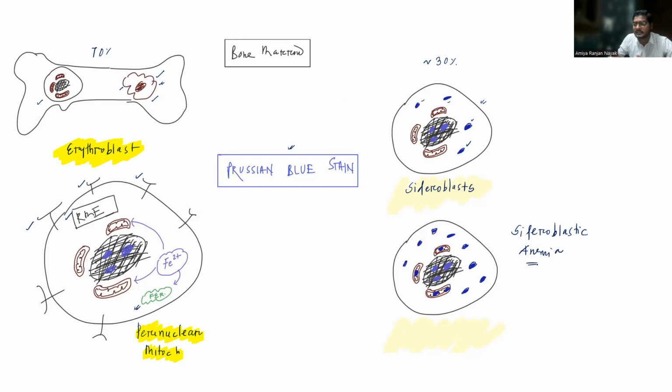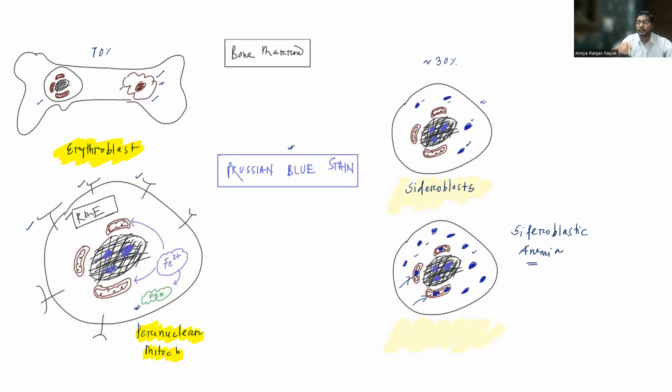What happens in sideroblastic anemia? The iron cannot be properly utilized for heme synthesis, so there will be excessive accumulation of iron inside the developing erythroblast. In these patients there will be excessive hemosiderin deposition in the cytoplasm, and also excessive amorphous iron accumulation in the mitochondria. As you can see here, there is excessive hemosiderin deposition in the mitochondria also.